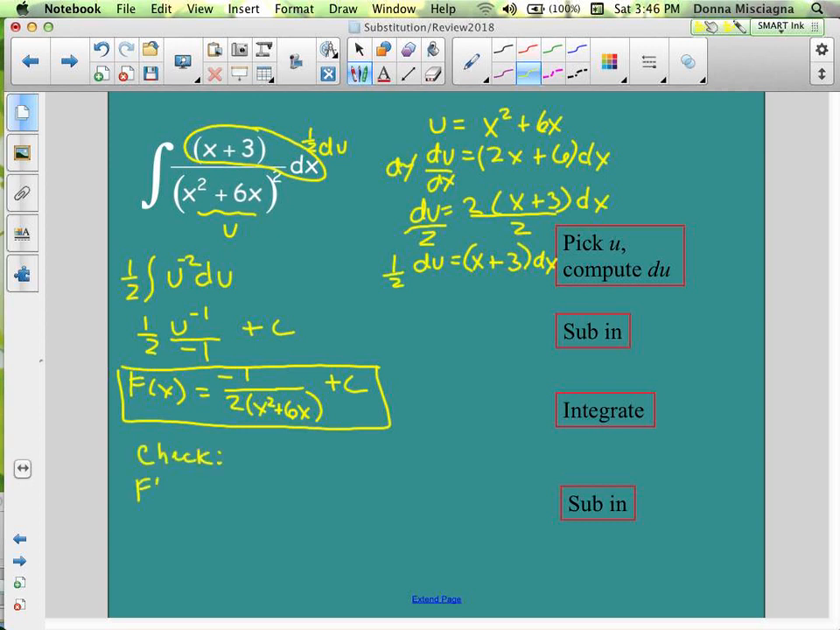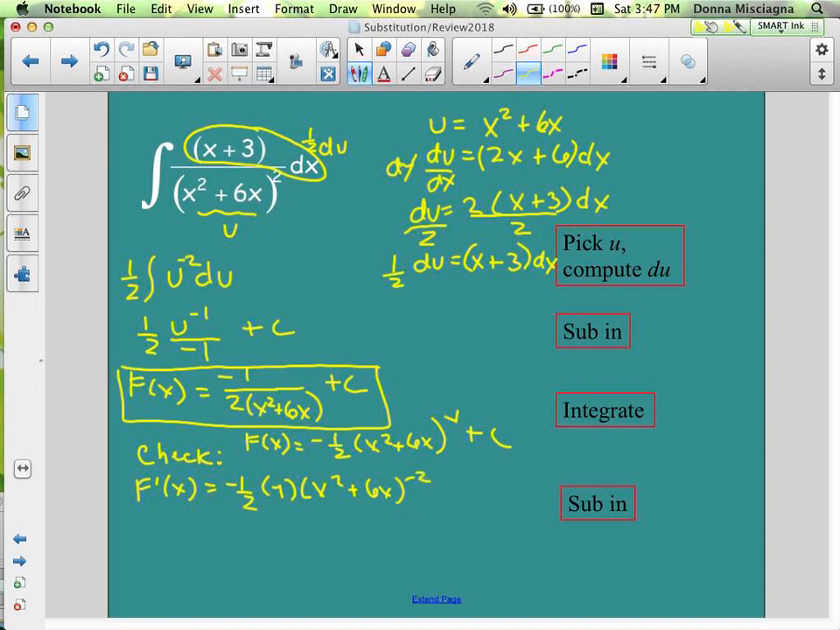So f prime of x equals, actually before we do that, let's just rewrite that with the negative exponent. f of x equals -1/2 times x squared plus 6x to the -1 power. All right, so now that would be f prime of x equals, we have -1/2 times, the -1 moves in front, times x squared plus 6x to the -2 power, right?